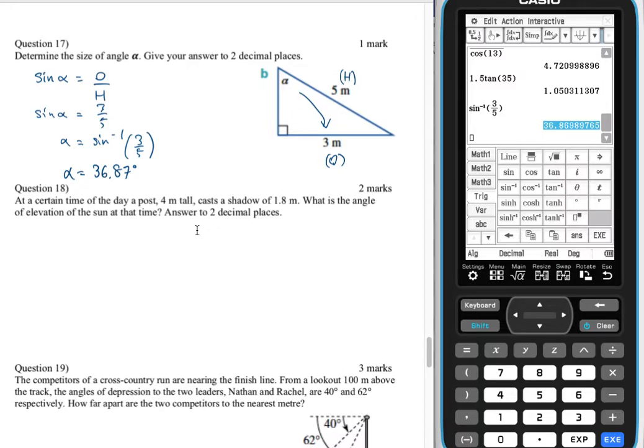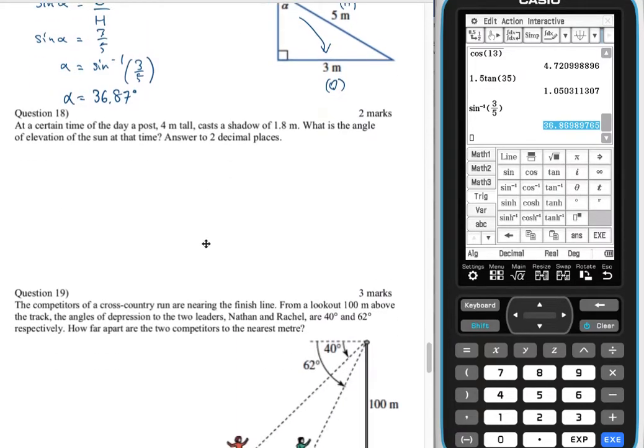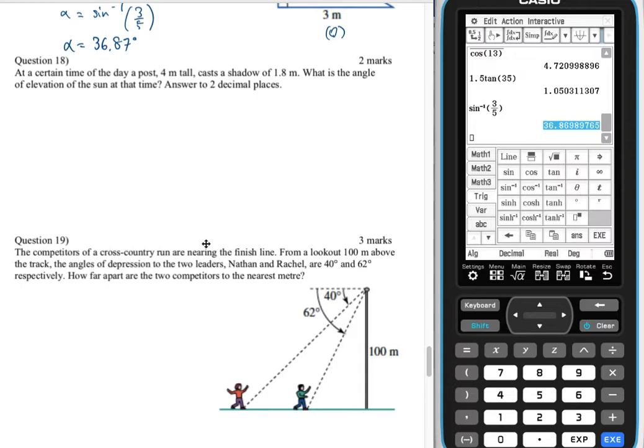Question 18. At a certain time of the day, a post 4 meters tall casts a shadow 1.8 meters. So let's draw a diagram to represent this. It's 4 meters, and it casts a shadow 1.8 meters. Post is vertical. What is the angle of the elevation of the sun at this time? That sounds like we want to work out that angle of elevation there. So answer to 2 decimal places.